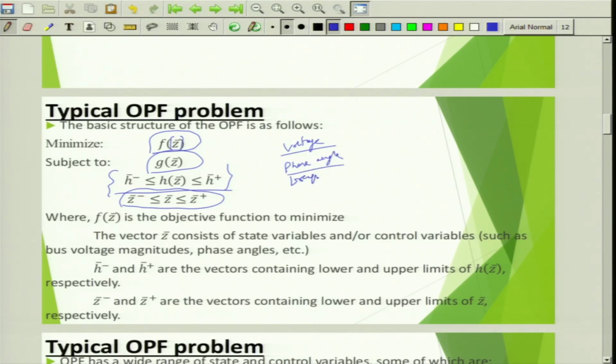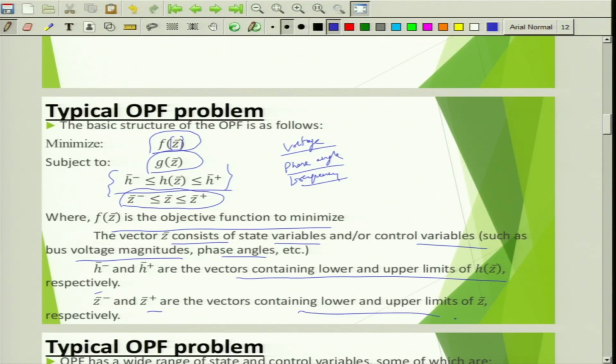Frequency could be a state variable and it may have some limits, you understand, no? So where f of z is the objective function to minimize, vector Z is what I have told, it's the state variables and control variables such as bus voltage magnitudes, phase angles, etc. And H minus and H plus are the vectors containing lower and upper limits of H of Z respectively, and Z minus and Z plus are the vectors containing lower and upper limits of state variables.